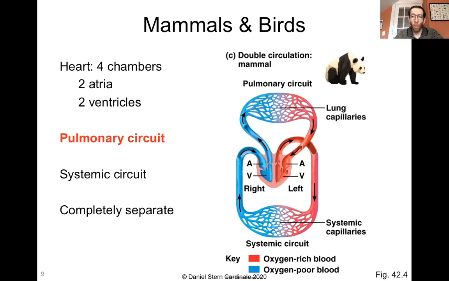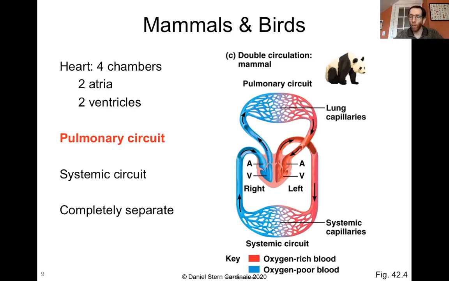Now, every year I get the question, is there some kind of intermediate state between the three-chambered heart and the four-chambered heart? And obviously we're not doing this in person, so nobody can ask that question, but the answer is yes, there is an intermediate state, and we see it in non-avian reptiles. So the reptiles other than the birds.